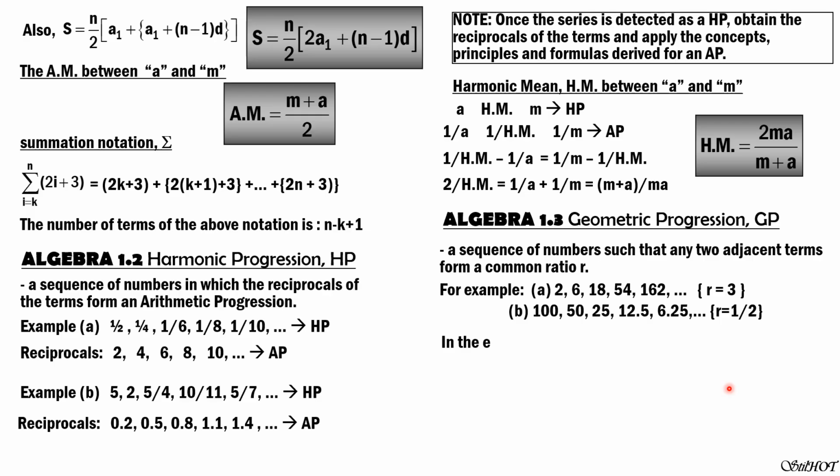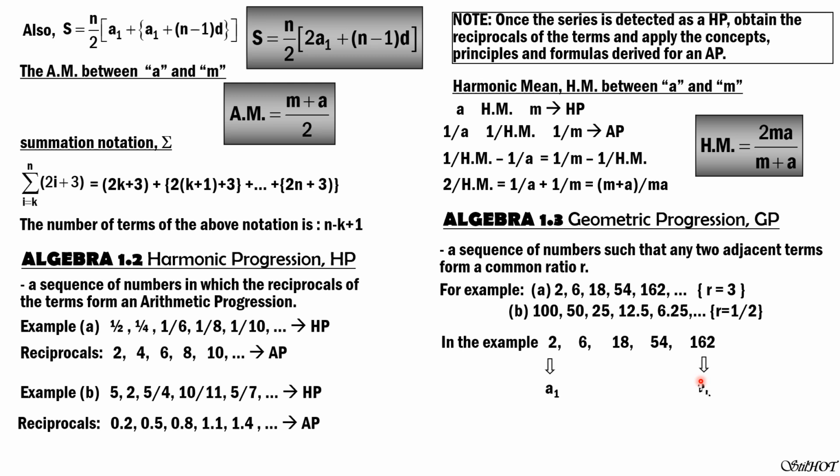So in this example, 2, 6, 18, 54, and 162, the terms between the first and the last are called geometric means, just like in arithmetic progression. So for geometric means, the first term is still denoted by a1 and the last term denoted by an.